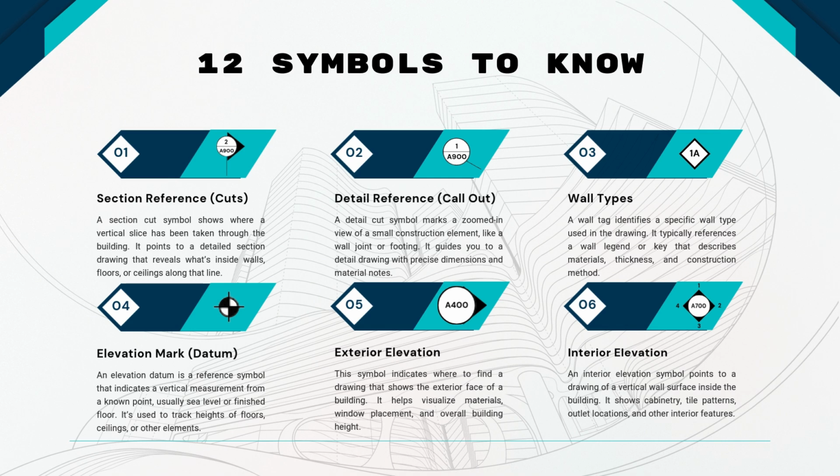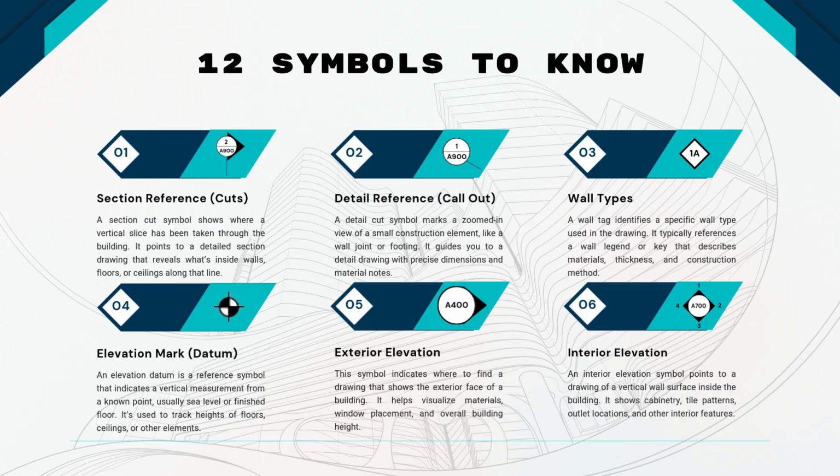And somewhat the same, you have a detail callout, is what it's called. This symbol marks a zoomed in view of a small construction element like a wall joint or a footing, and it guides you to a detailed drawing with precise dimensions and material notes. This diamond here is a wall tag, and it identifies a specific wall type used in the drawing. It typically references a wall legend or a key that describes the material, thickness, and construction method.